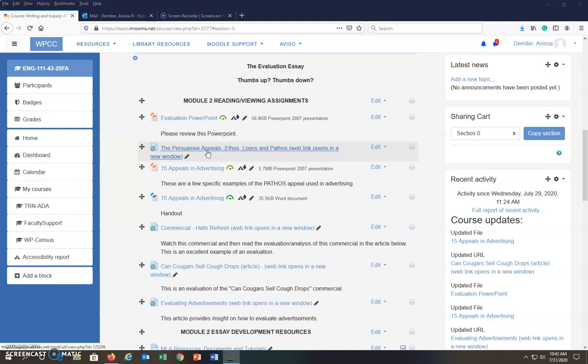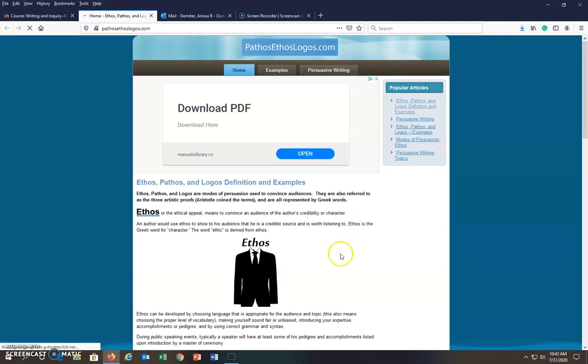There are 3 different kinds of appeals. So if you click on that, you've got ethos, pathos, and logos. And many of you have probably heard of these before. But these were created by Aristotle, and they're called modes of persuasion. They're ways to convince audiences.